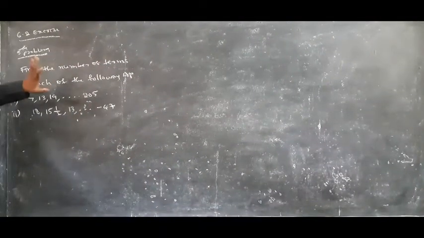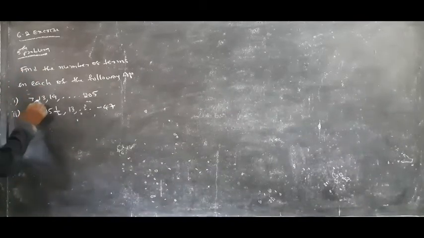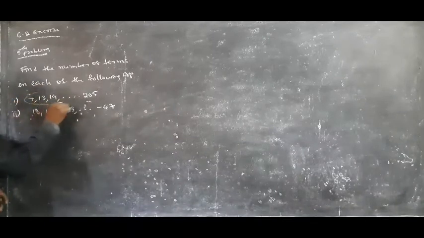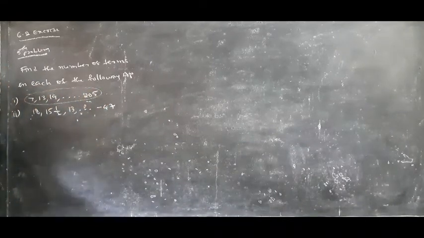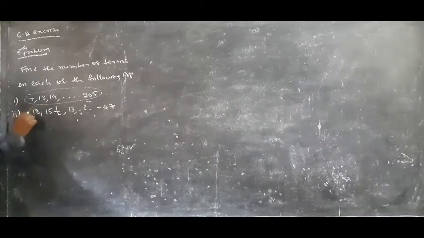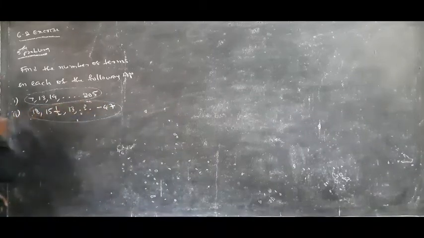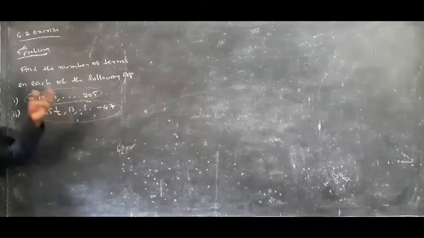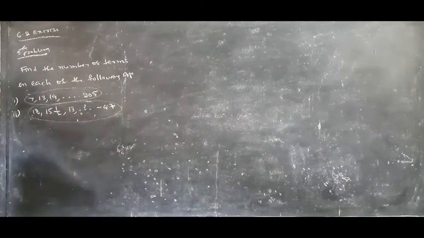From exercise 6.2: Find the number of terms in each of the following APs. So 7, 13, 19, up to 205. You have to find how many terms are there in this series. Next one, 18, 15½, 13, and so on up to -47. So in both APs you have to find the number of terms.